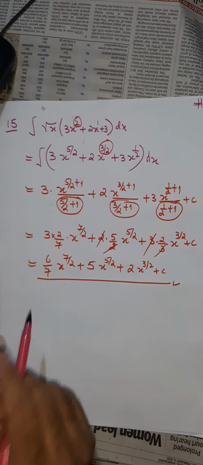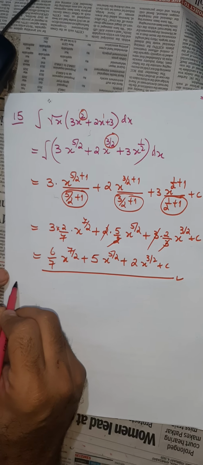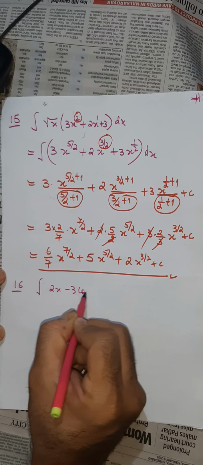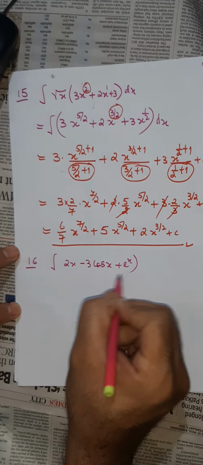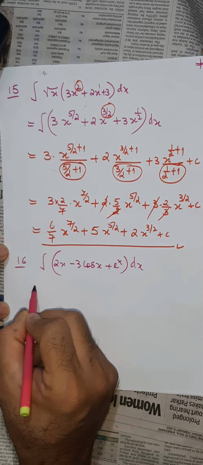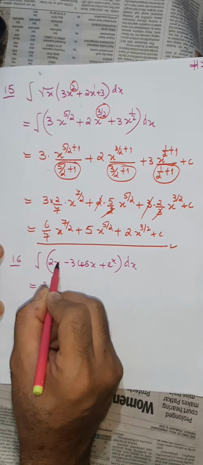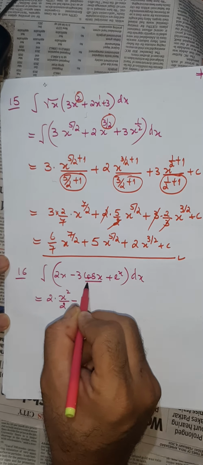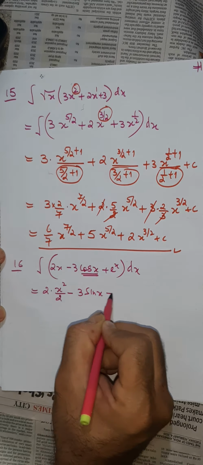Okay. Question number 16. All are standard functions: 2x minus 3 times cos x plus e raised to x. Three functions, but all are standard functions. 2 as it is, the integral of x is x square by 2. 3 as it is, the integral of cos is sin x. The integral of e raised to x is e raised to x, plus c. So finally x square minus 3 times sin x plus e raised to x plus c. This is the required integral.